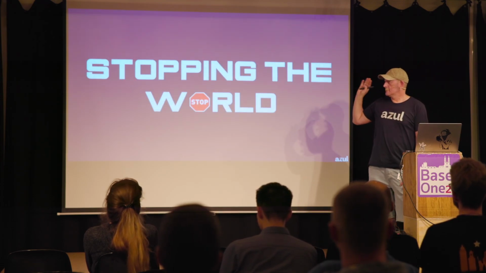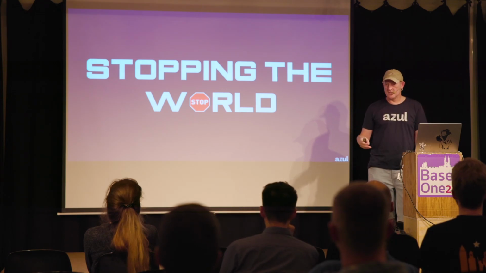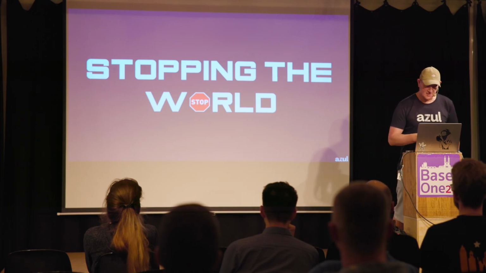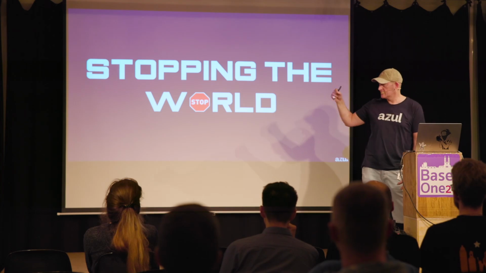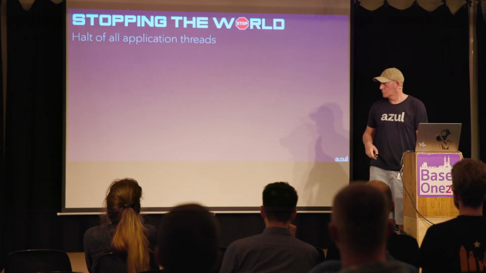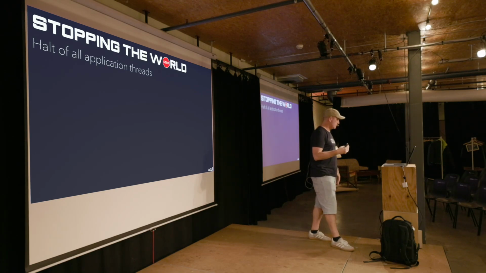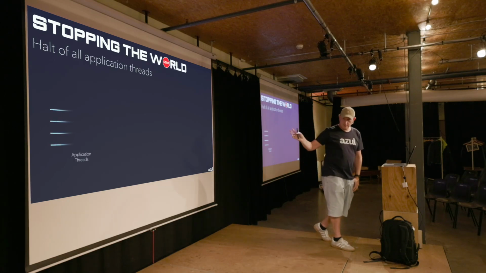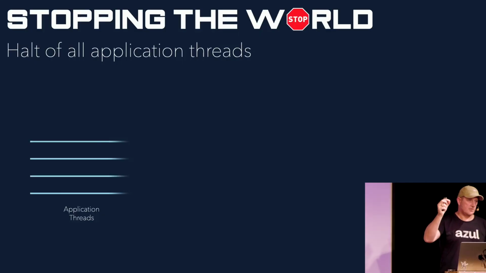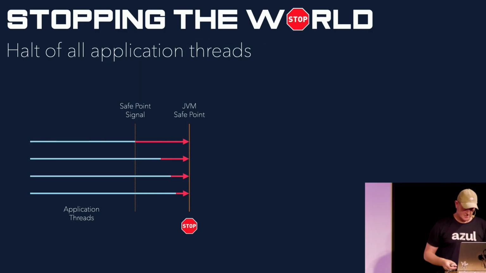But before we go there, stopping the world. Who knows what stop the world means? It's no problem if you don't know. It's just because people talk about it, and you will hear that quite often. Stop the world pauses, or STW pauses, and stuff like that. What it means is we halt, or stop, all application threads in the JVM, and then we do the garbage collection. How that works is we have application threads running, and then there's a signal from the JVM, a JVM safepoint signal, which is sent to all the threads. That means stop. Sometimes it takes longer, sometimes not.